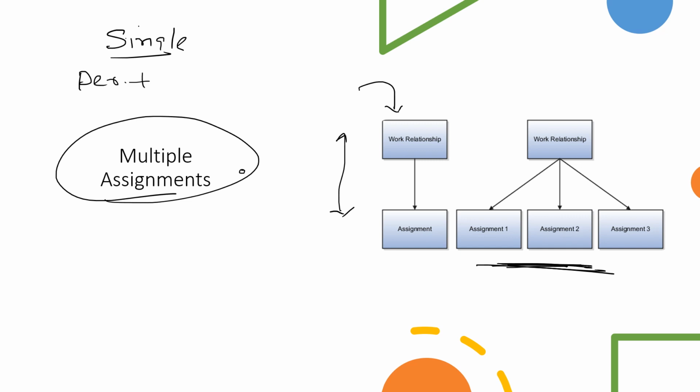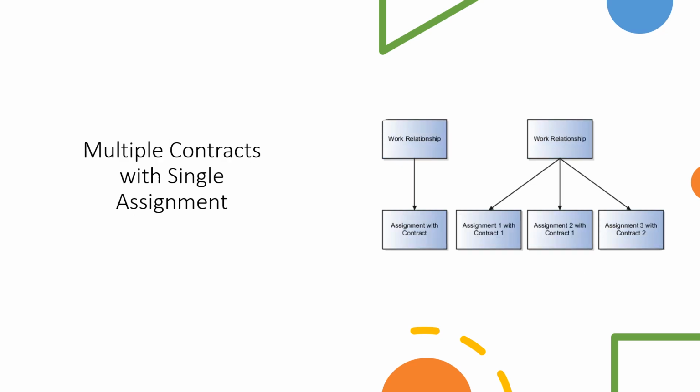In addition, if there are people who are working on multiple assignments, we can capture that as well. So in this multiple assignment, we will have a work relationship and different assignments. Then there is multiple contract and assignment.